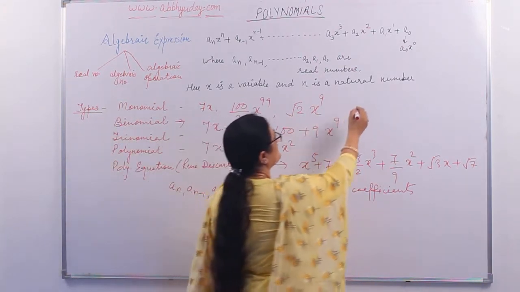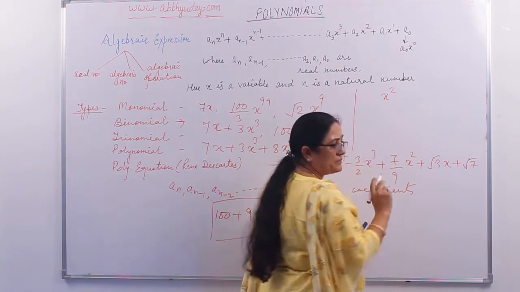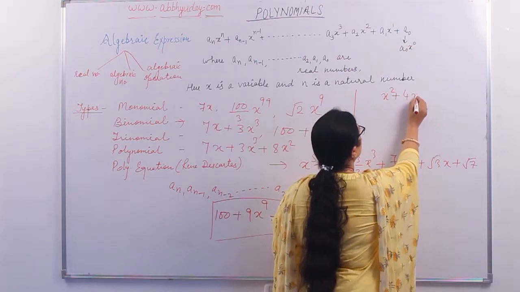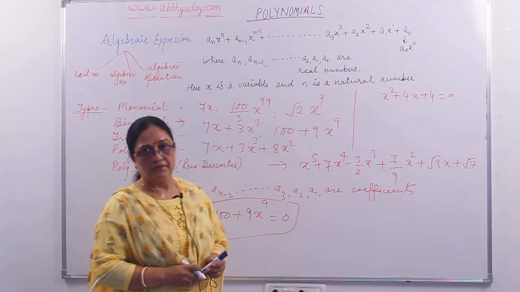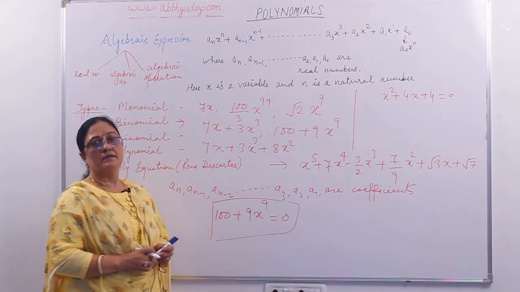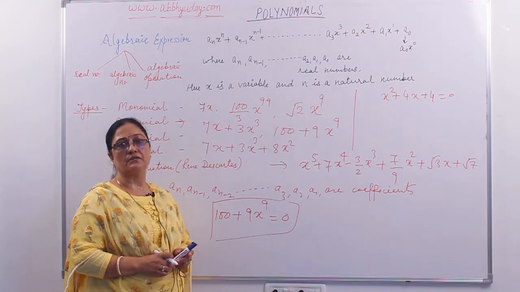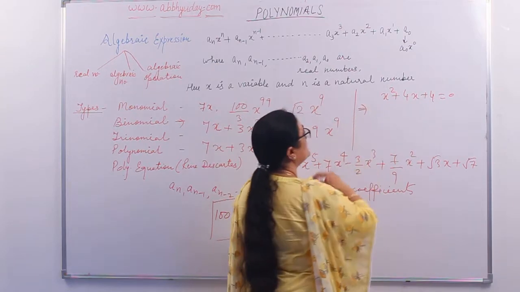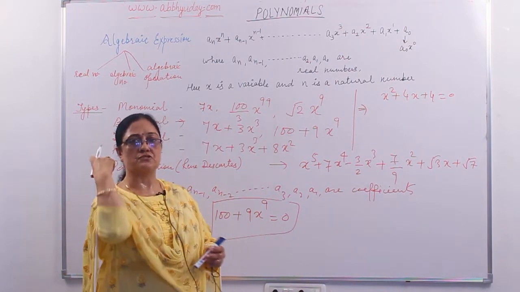A very simple example I am taking here. Suppose I have one polynomial equation, that is the quadratic equation x square plus 4x plus 4 equal to 0. Very simple, the simplest one. I'll be doing it by splitting the middle term, which you have learnt in class 7th and 8th also. So this I want to solve. This is a quadratic equation, which is a special type of polynomial equation.